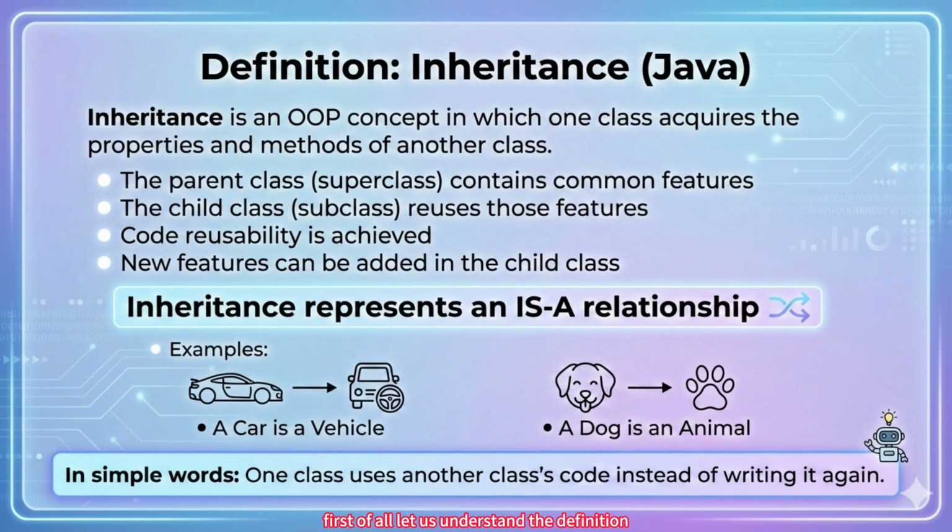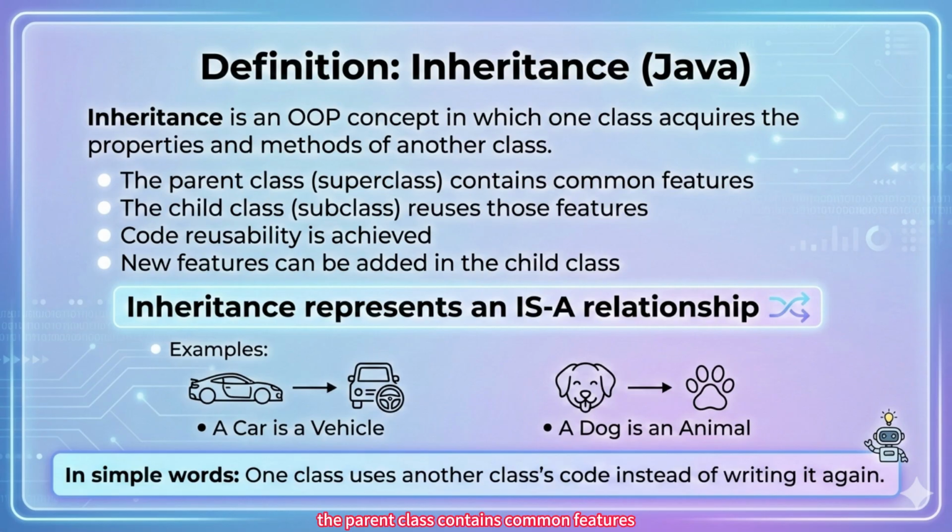First of all, let us understand the definition. Inheritance is an object-oriented programming concept in which one class acquires the properties and methods of another class. Now let me explain this in simple words. In inheritance, we mainly have two classes. One is called the parent class, also known as the superclass. Another is called the child class, also known as the subclass.